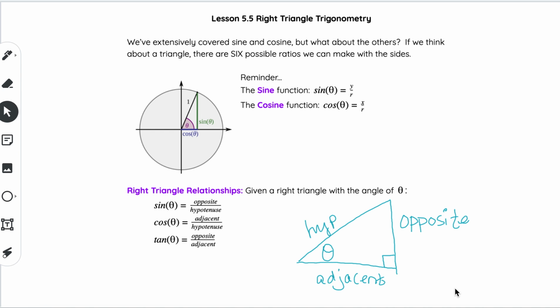Sine can be found by taking the opposite side from theta over the hypotenuse. Cosine can be taken the adjacent side over the hypotenuse, and tangent can be taken the opposite over adjacent, or the y over the x, which is kind of just a different way of looking at it. A mnemonic that many remember this by is called SOHCAHTOA. So sine is opposite over hypotenuse, cosine is adjacent over hypotenuse, and tangent is opposite over adjacent.